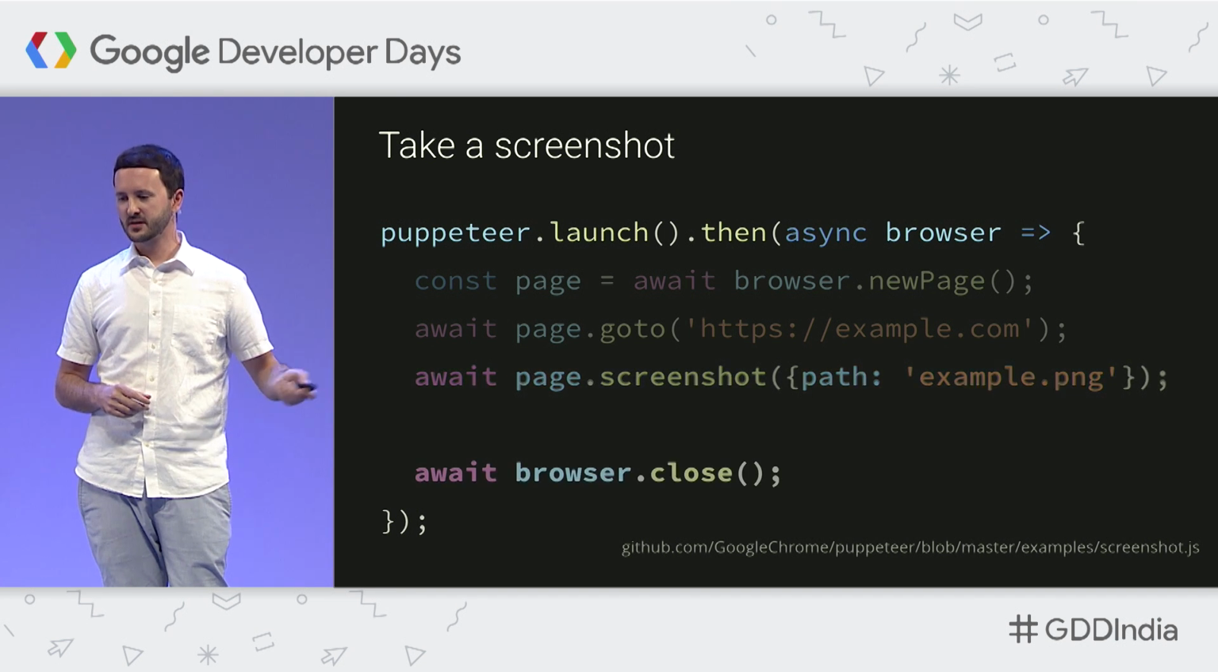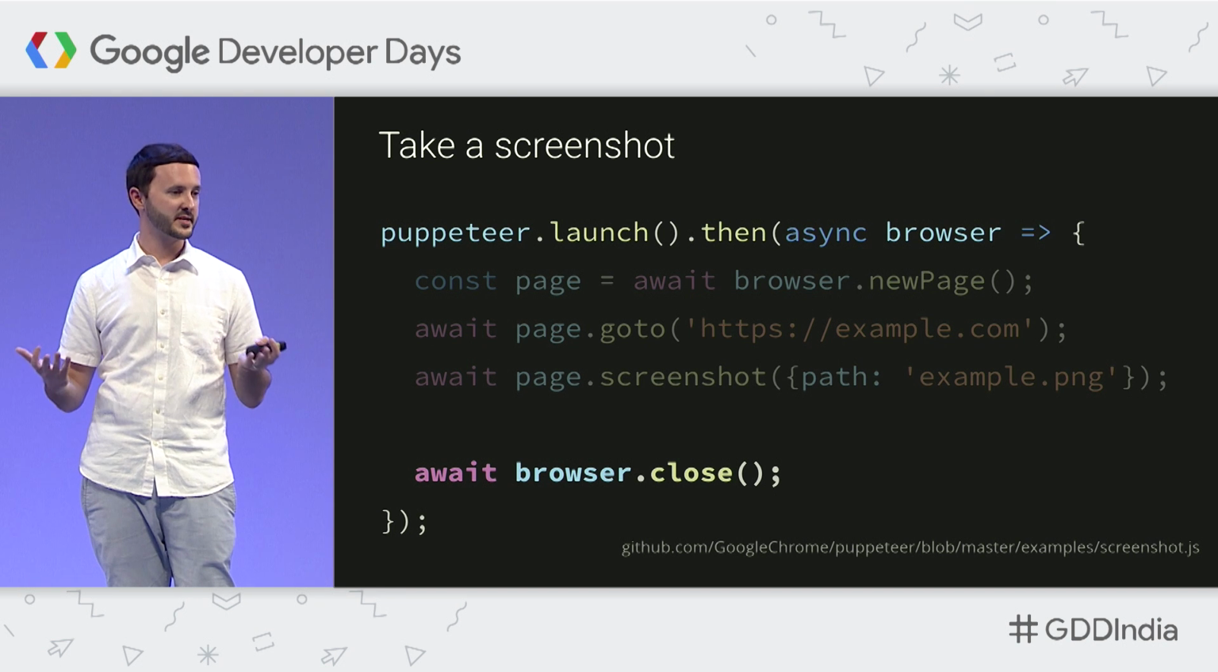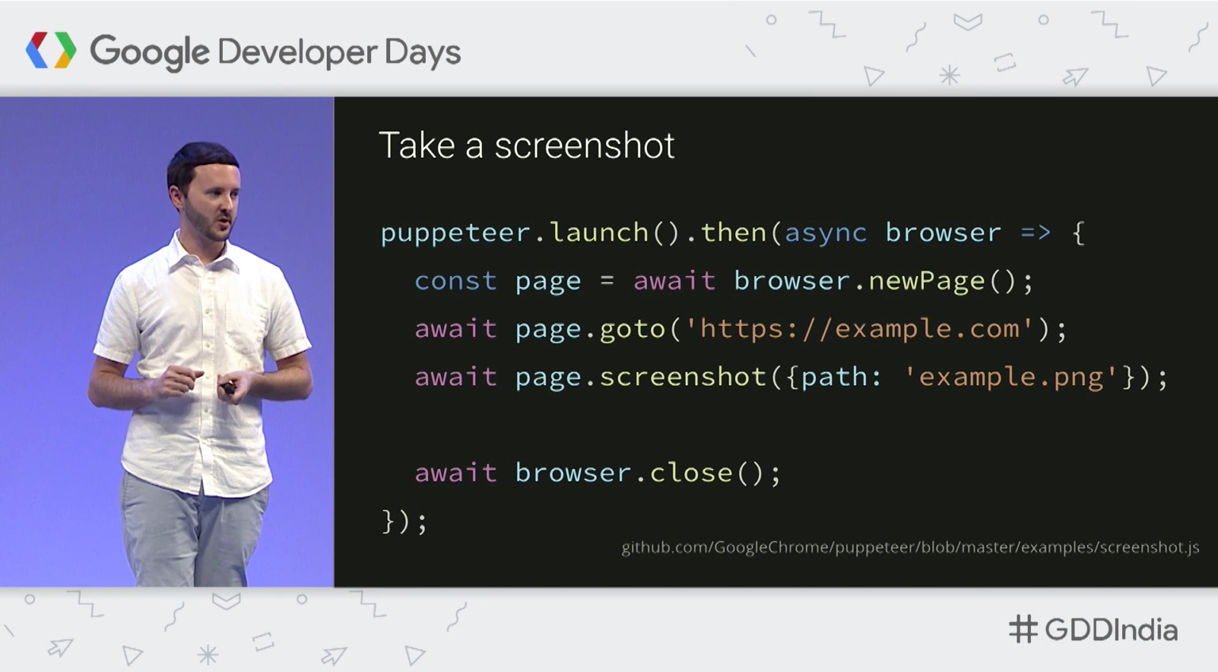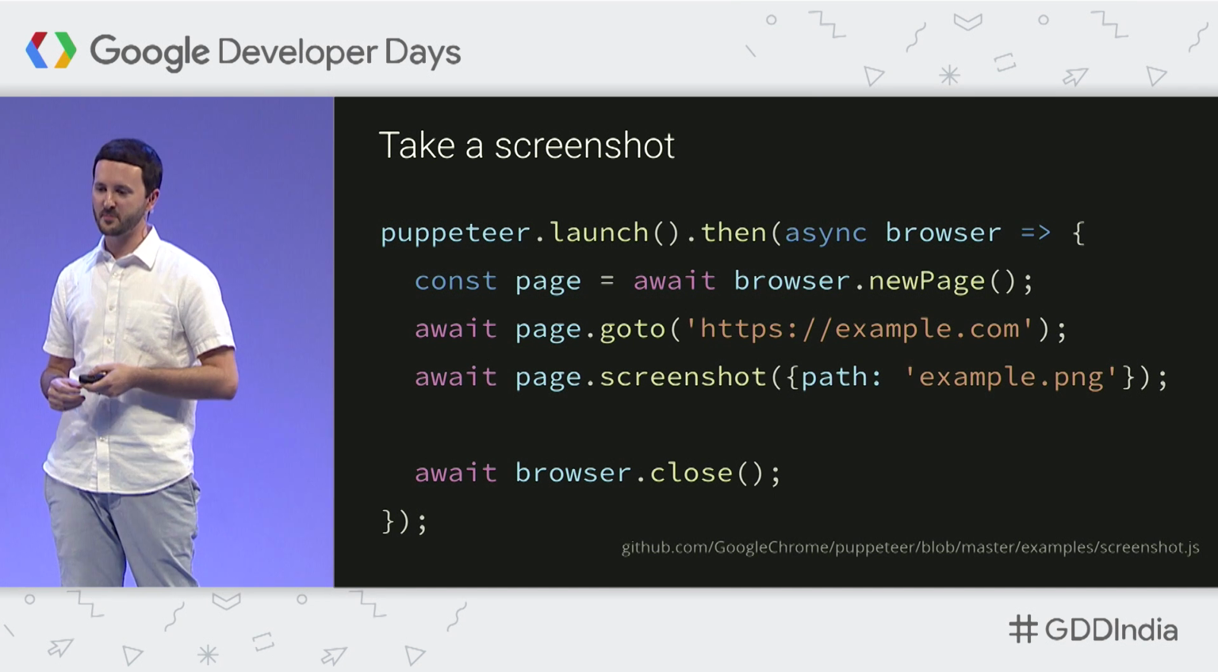Last but not least, you'll probably want to close the browser. We're done with it. We don't need to do any more scripting. So we'll close out Chrome. And all in all, that clocks in at like 5 lines of code to take a screenshot of your web app. Pretty cool.